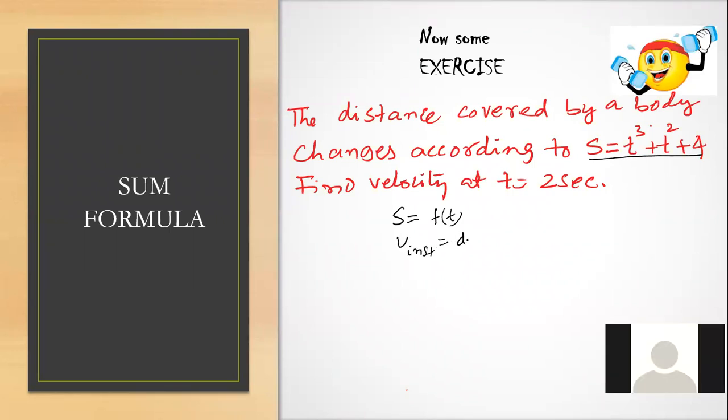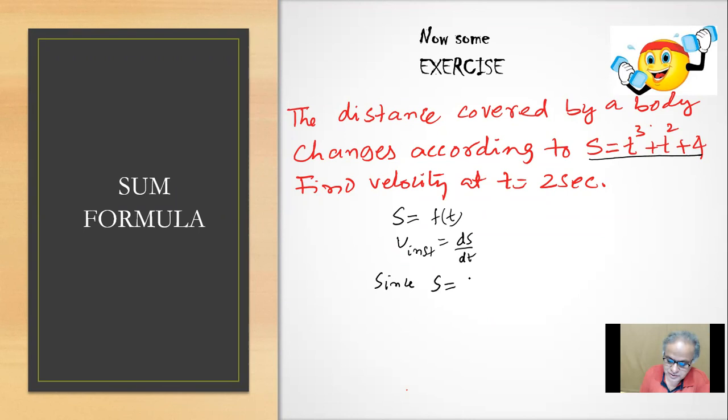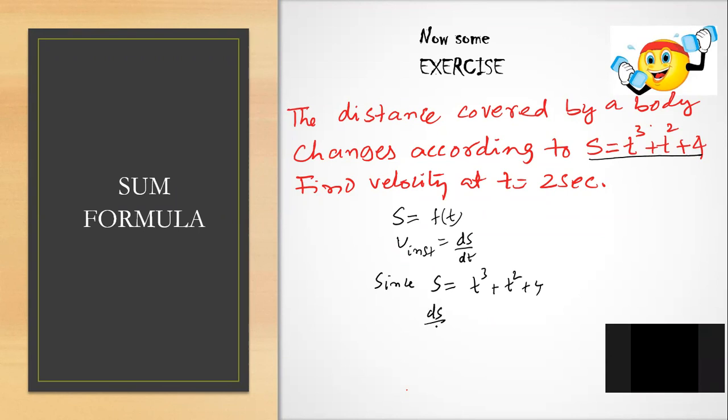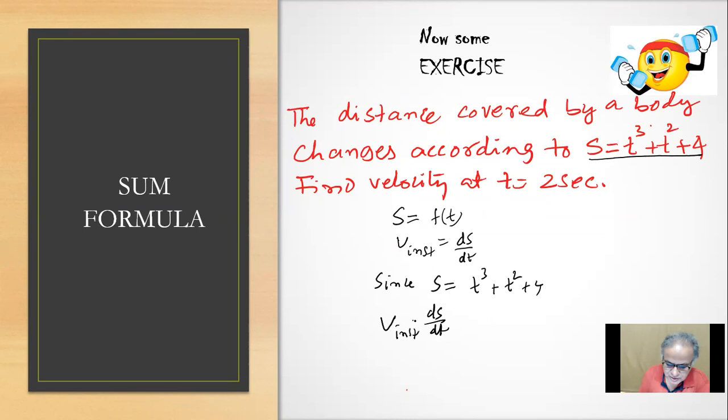ds by dt. Delta s by delta t is average. Yes, Vishnu. So since s equals t cubed plus t squared plus 4, ds by dt, which is nothing but v instantaneous, is equal to the derivative of u plus v plus w, the sum of 3. You can write individual differentiations. Can I write straight away?